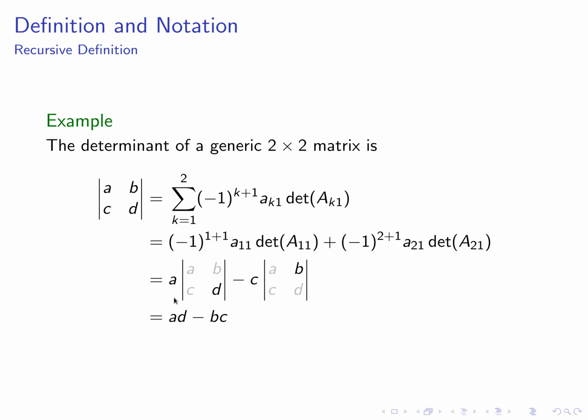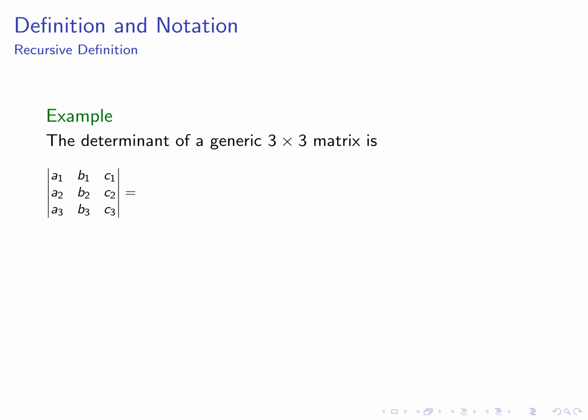So the first term here should be A times D, and the second term here is minus B times C. So that's the formula for a generic 2 by 2 determinant. People often remember this as taking the product of the diagonal of the entries inside of this 2 by 2 matrix, and then subtracting off the product of the other two terms inside of the matrix. So 2 by 2 determinants are actually pretty simple to both remember and calculate.